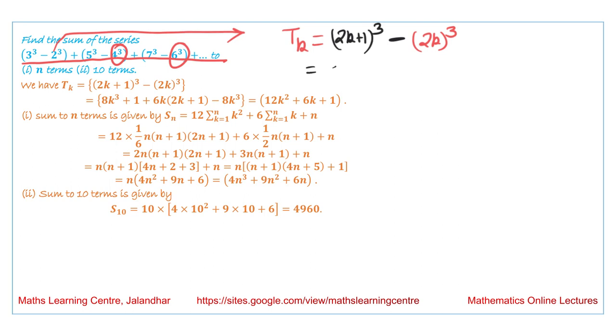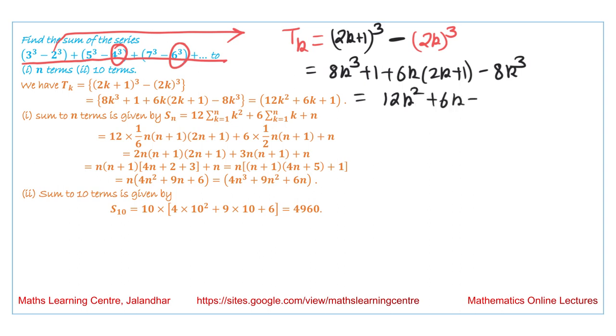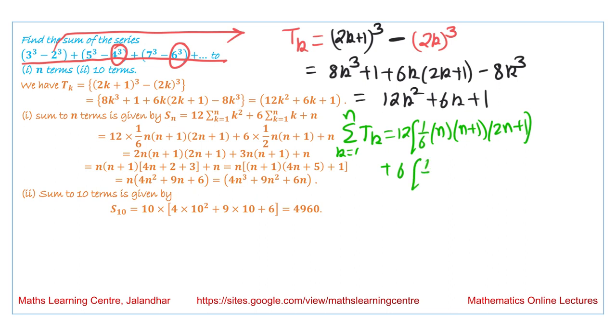So if you open all these cubes, you will get 8k cube plus 1 plus 6k into (2k plus 1) minus 8k cube, and this value comes out to be 12k square plus 6k plus 1. Now we have to calculate the sum of these terms, where k is varying from 1 to n. The answer we get is 12 into 1 by 6 into n into (n plus 1) into (2n plus 1), then plus 6 into 1 by 2 n into (n plus 1), and the last term we are getting is plus n.